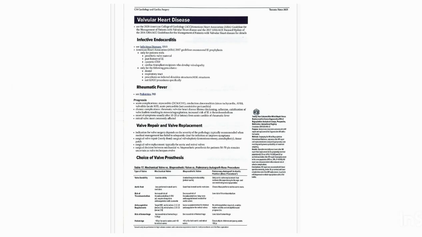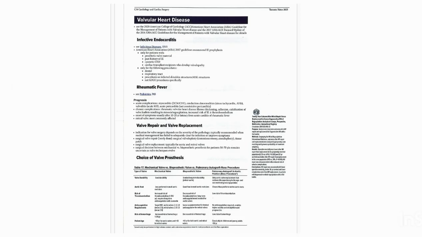Patients who require IE prophylaxis include patients with prosthetic heart valves or prosthetic valve material, patients with a previous history of infective endocarditis, patients with cyanotic congenital heart disease, and cardiac transplant recipients who later develop valvular disease.